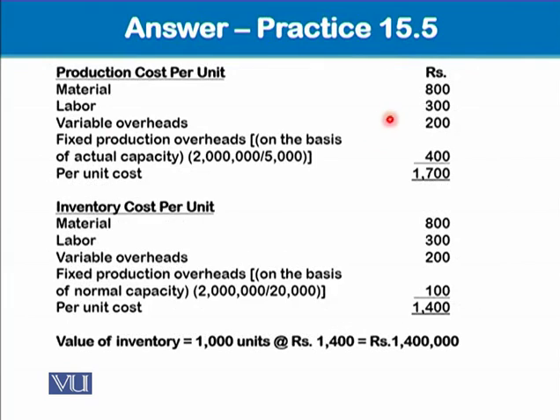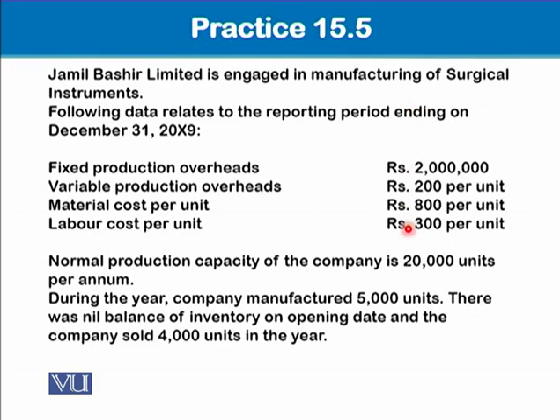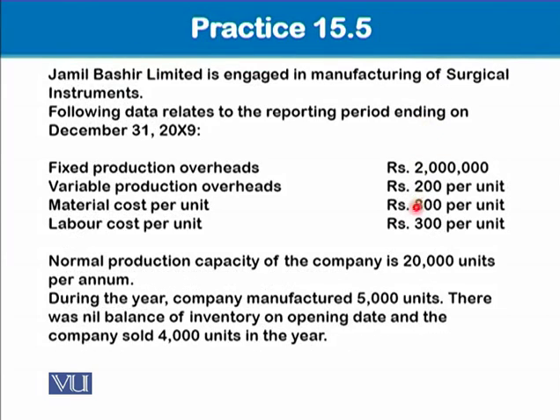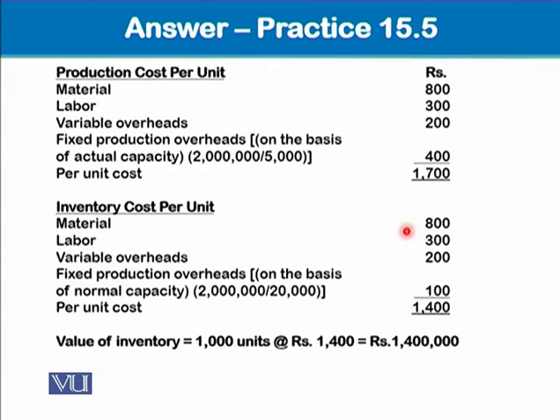Then comes labor cost. It is also a direct cost. It is 300 per unit. In both cases we'll place this over there. Variable overhead will also be taken as actual. 200 per unit will be the variable overhead cost. So there is no issue with the direct labor cost, direct material cost and variable factory overhead cost. That remains the same. Remember, we are calculating inventory cost per unit. This is just for the sake of comparison that we are calculating production cost per unit.